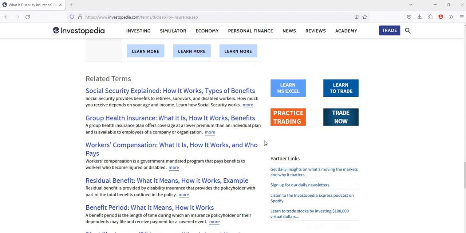Social security explained: how it works and the types of benefits. Social security provides benefits to retired workers, survivors and disabled workers. How much you receive depends on your age and income.